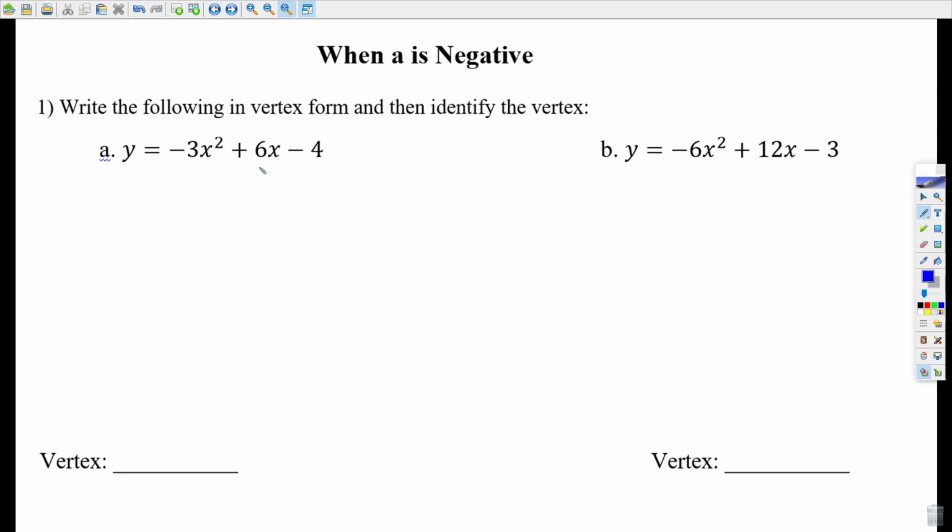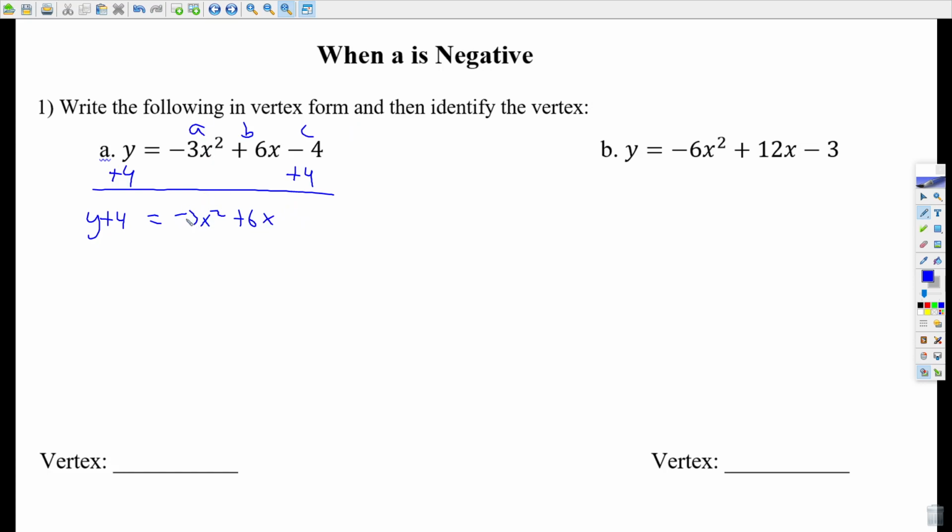So when a is negative, we're going to do the same steps. I'm going to go a little faster this time. So I'm going to add 4 to both sides. So we go y plus 4 equals -3x squared plus 6x. And then we're going to factor out this.